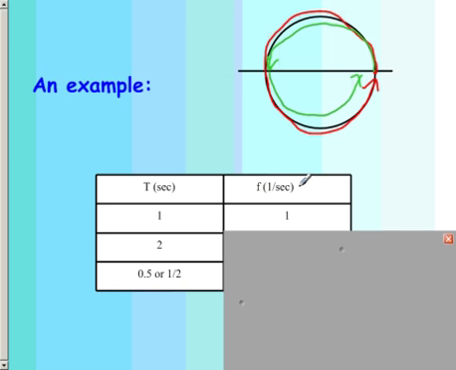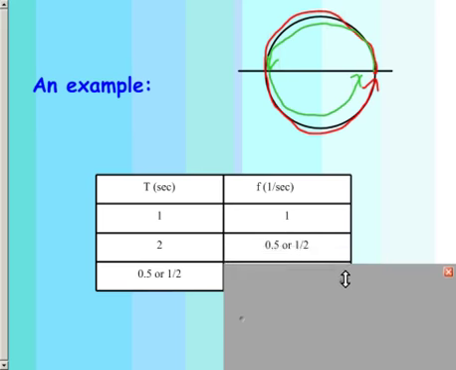Okay? So the question is, how many spins do we do every second? How many seconds per spin? That's going to be our frequency. We do half of a spin per second. I'm sorry, I just said that backwards. How many spins per second? Okay, half of a spin per second. Let's turn it around.